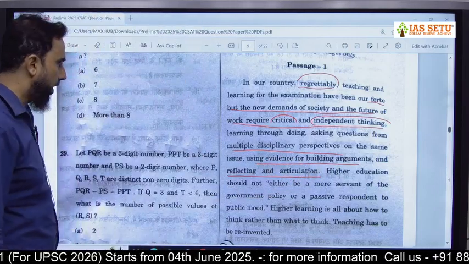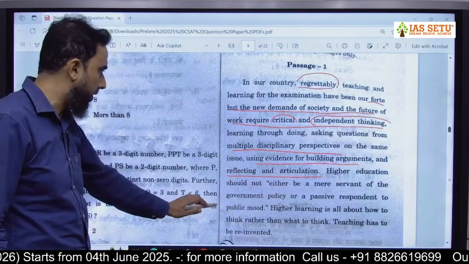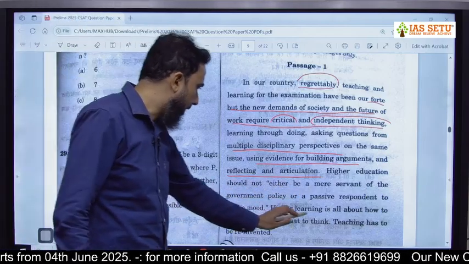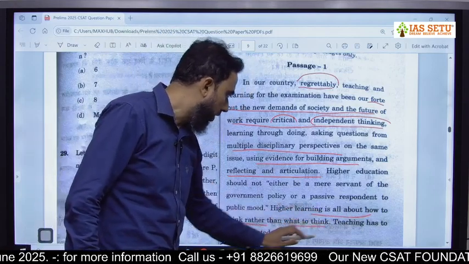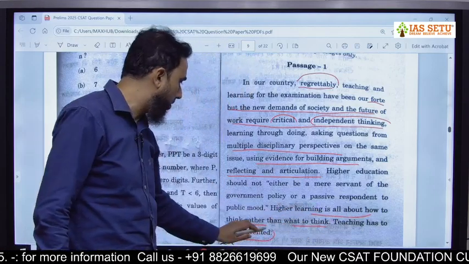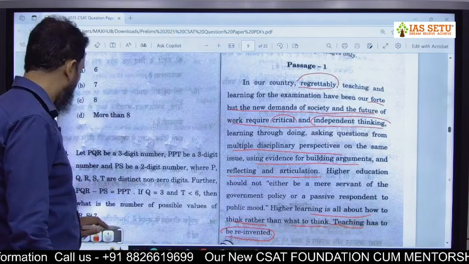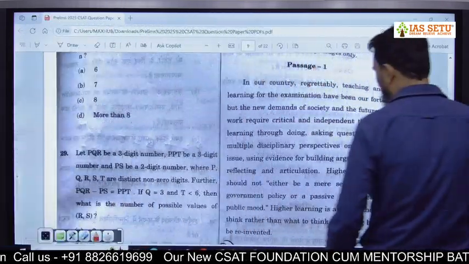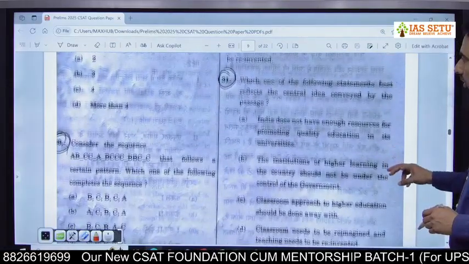Then he talks about how higher education should not be either a mere servant of the government policy or a passive respondent to public mood. Higher learning is all about how to think rather than what to think. Teaching has to be reinvented, right? So here one important point has been given. In the context of higher education, the author has discussed the critical importance of critical thinking.